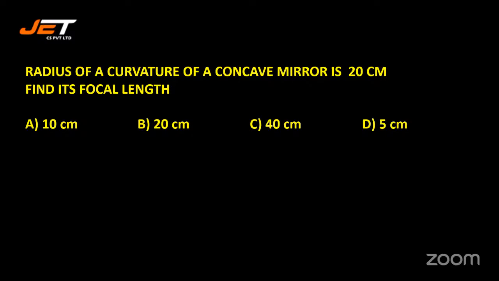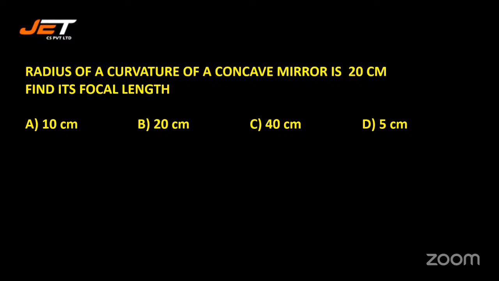Radius of curvature of a concave mirror is 20 centimeters. Find its focal length. So, మనకి radius of curvature ఇచ్చాడు 20 centimeters.